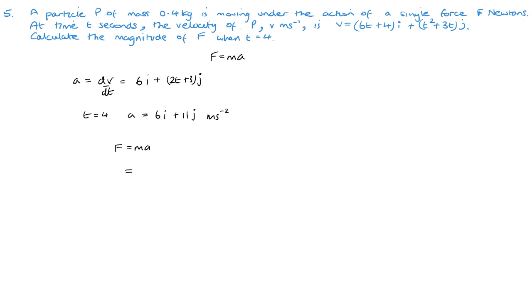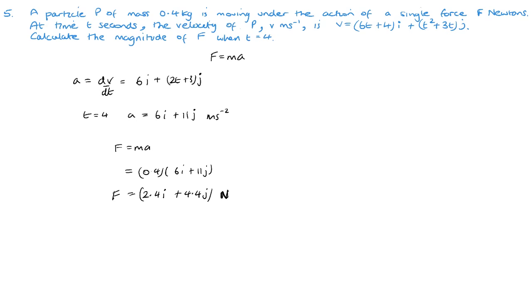Now F equals ma comes in. m is 0.4 and a is 6i plus 11j. So now I go 0.4 times 6, that's going to be 2.4i, and 0.4 times 11, that's going to be 4.4j. And that is newtons. Okay, and that is all there is to this problem.